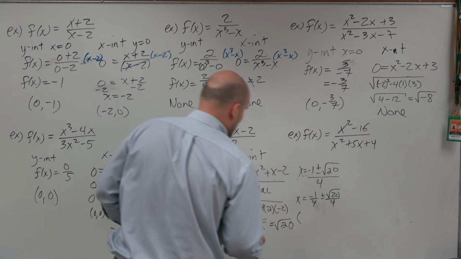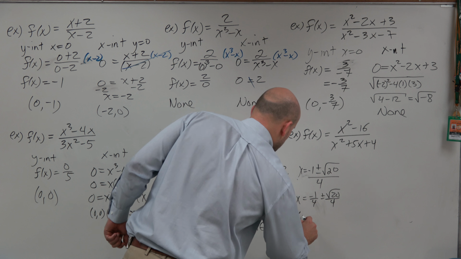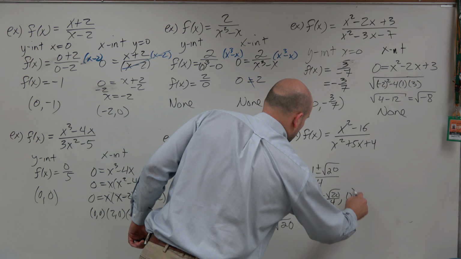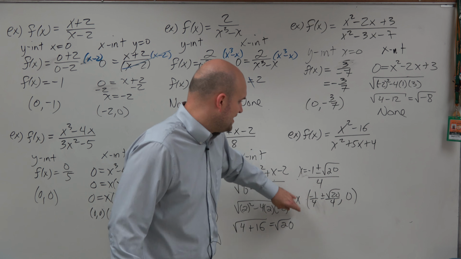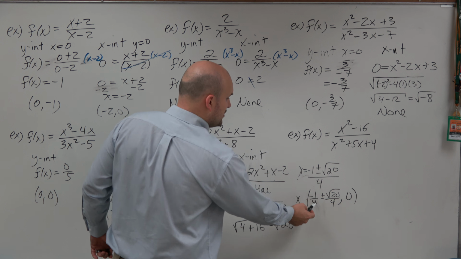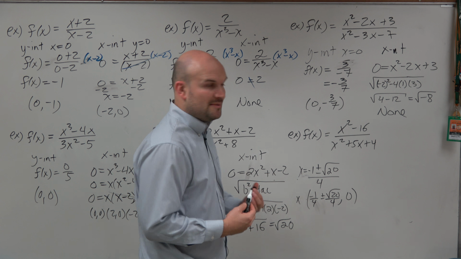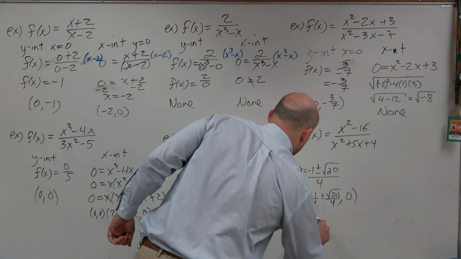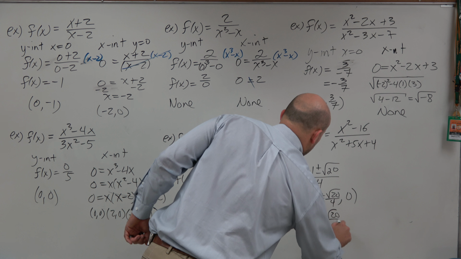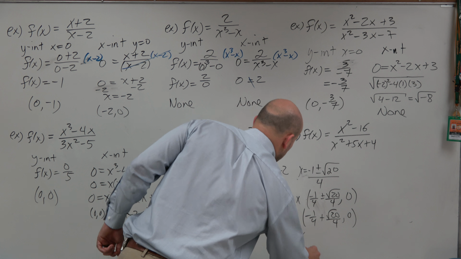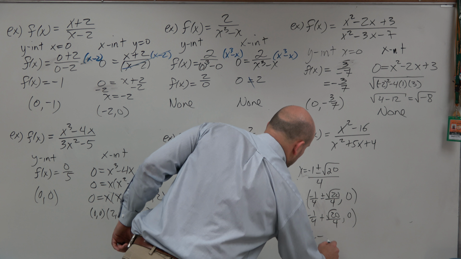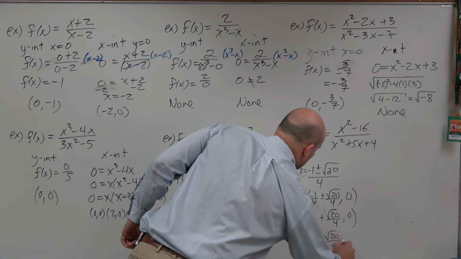So rather than writing them out separately, it's perfectly fine to write your x values like so: negative 1/4 plus or minus the square root of 20 over 4, comma, 0. So you have 2 points, negative 1/4 plus the square root of 20 over 4. You could simplify that out, but for time purposes I'm going to leave that non-simplified. And you could have negative 1/4, comma, square root of 20 over 4, comma, 0.